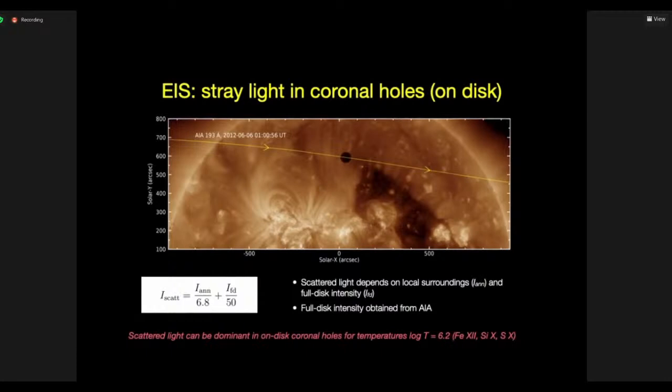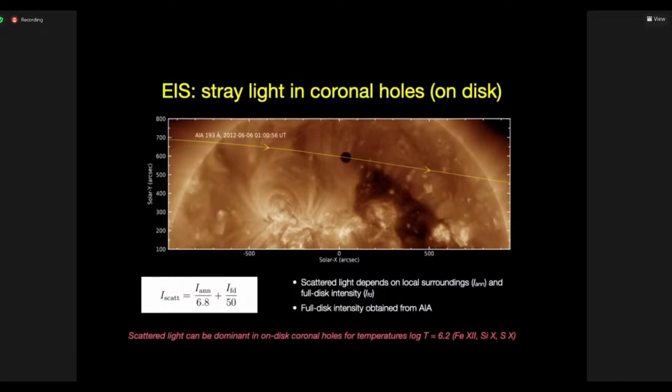So our project requires studies of on-disk coronal holes, since we're looking for connections to the solar wind. We know scattered light is a problem for coronal lines, and so I used data from the Venus transit in 2012 to derive an empirical formula for the scattered light for any location in an ICE raster. And I give the formula here, which is just a combination of local scattered light from within 50 arcseconds of the region of interest, and also long-range scattered light from the entire solar disk.